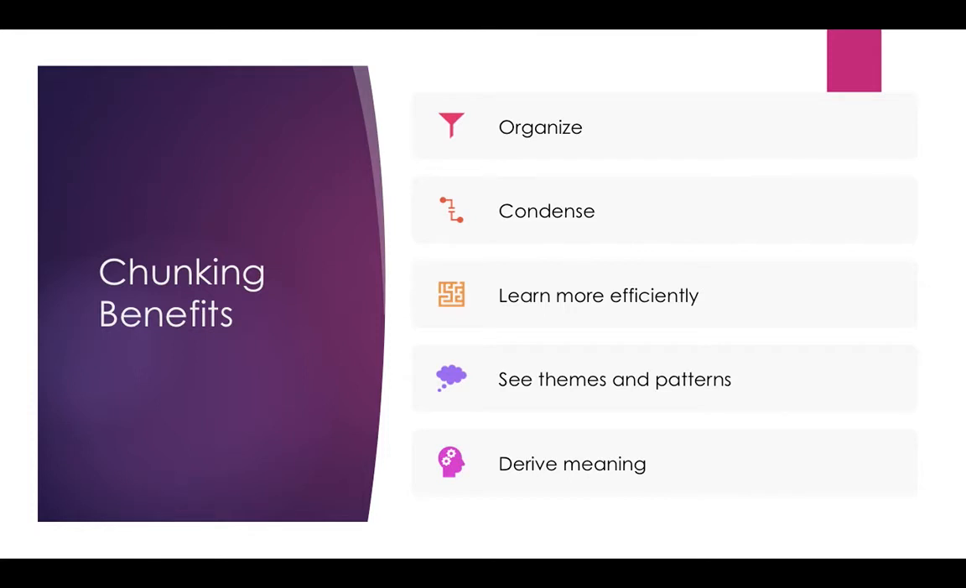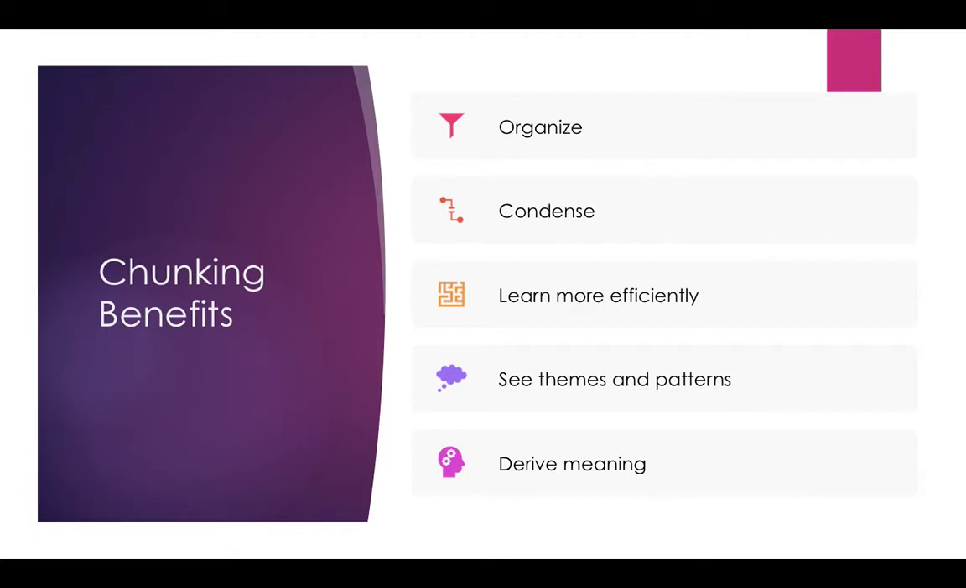Some chunking benefits: well, you get to organize the information so you know where it is. You can condense it, because if you know everything in this category has something in common, you don't have to study that thing every single time. We'll talk about that next when we look at some anatomy examples. You'll learn more efficiently. Again, you're not studying the same thing over and over again. You're grouping things, and so you're taking advantage of scale.